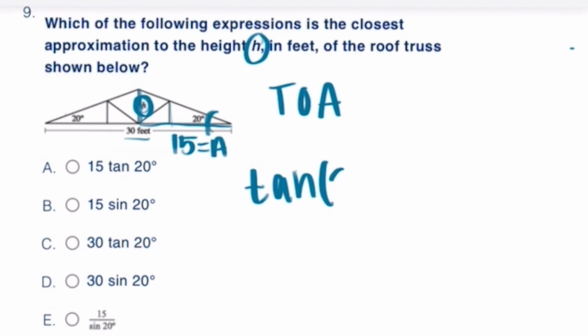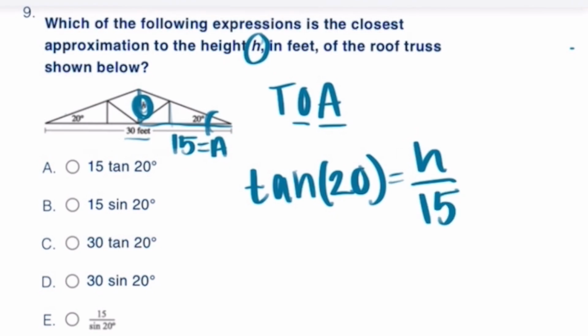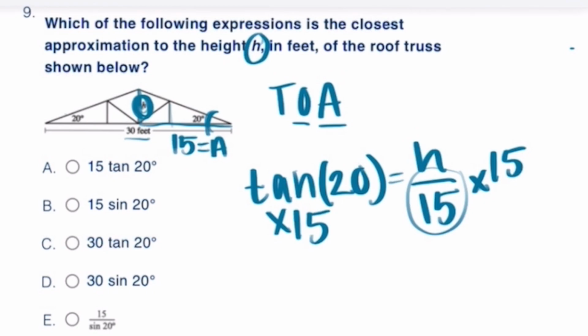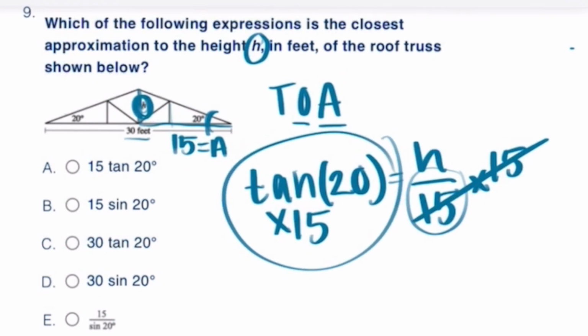So tangent of our angle, which is 20 degrees, is going to equal our opposite, which is h, over our adjacent, which is 15. From here, we want to solve for h. So instead of h divided by 15, we got to get rid of that by multiplying by 15. Do that to both sides to get that h is 15 times the tangent of 20, which is option A.